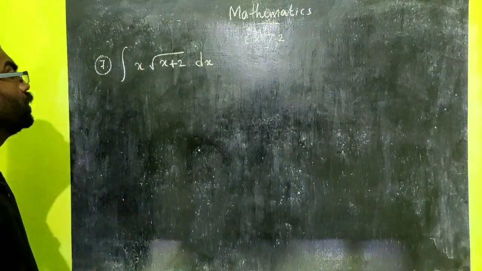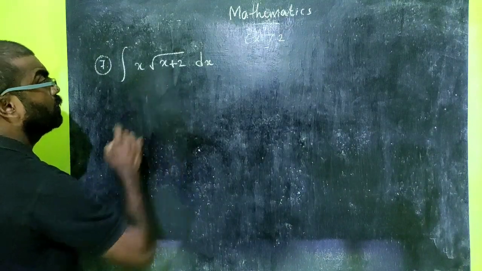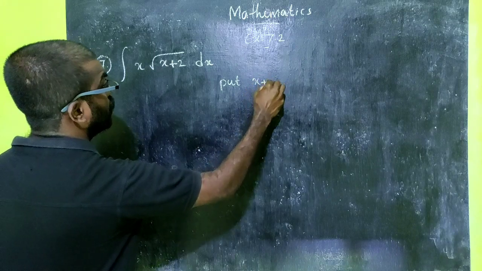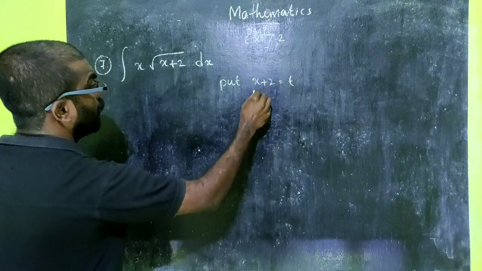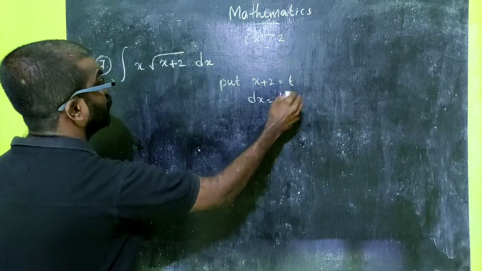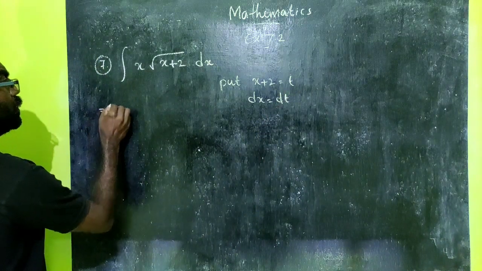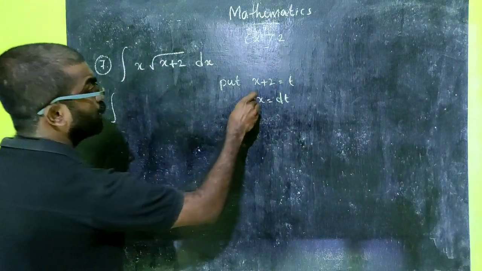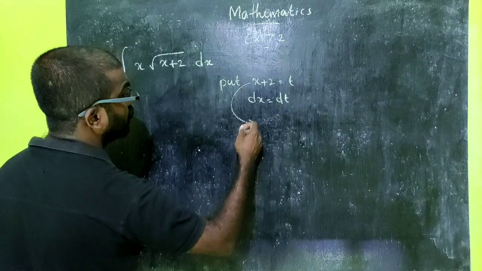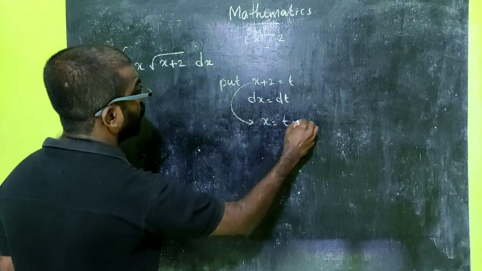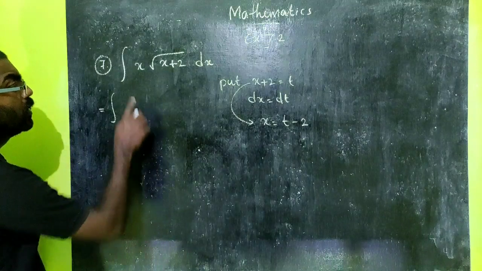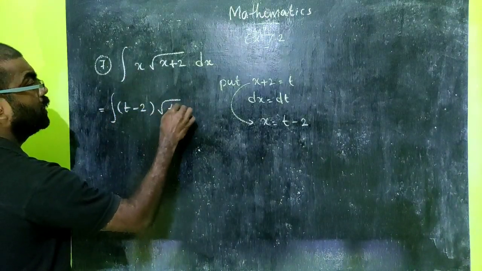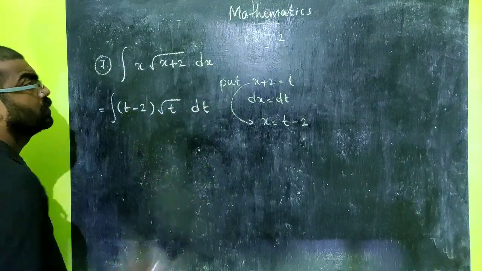Seventh question is integral x into root of x plus 2 dx. Here we can put x plus 2 is equal to t and dx is equal to dt. But in this question x is also there, so that value of x we can find from this step. x is equal to t minus 2. So first, x we can write as t minus 2, into root t, and dx is dt. Clear?